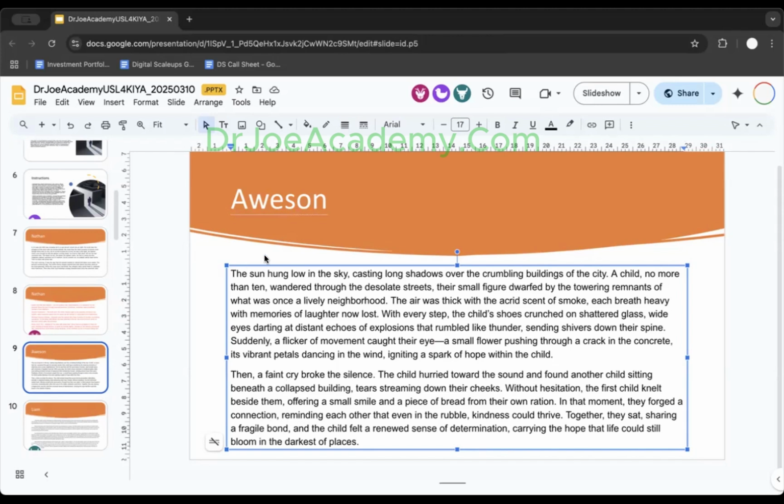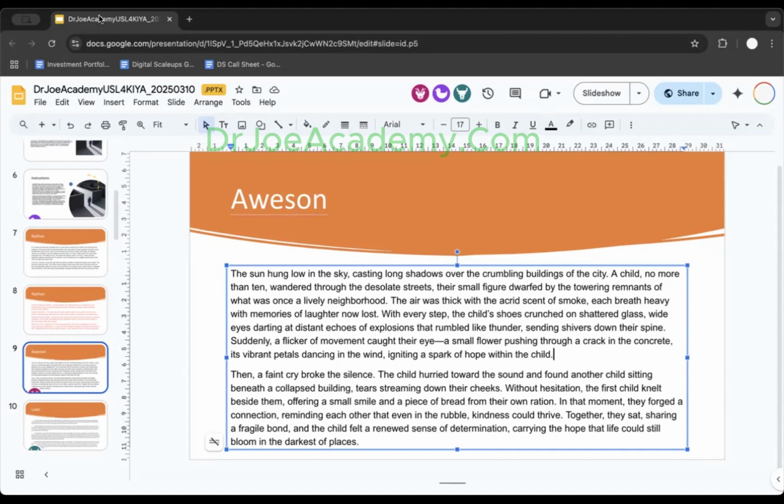With every step, the child's shoes crunched on shattered glass, wide eyes staring at distant echoes of explosions that rumbled like thunder, sending shivers down their spine. Suddenly, a flicker of movement caught their eye, a small flower pushing through a crack in the concrete, its vibrant petals dancing in the wind, igniting a spark of hope within the child. Then a faint cry broke the silence.